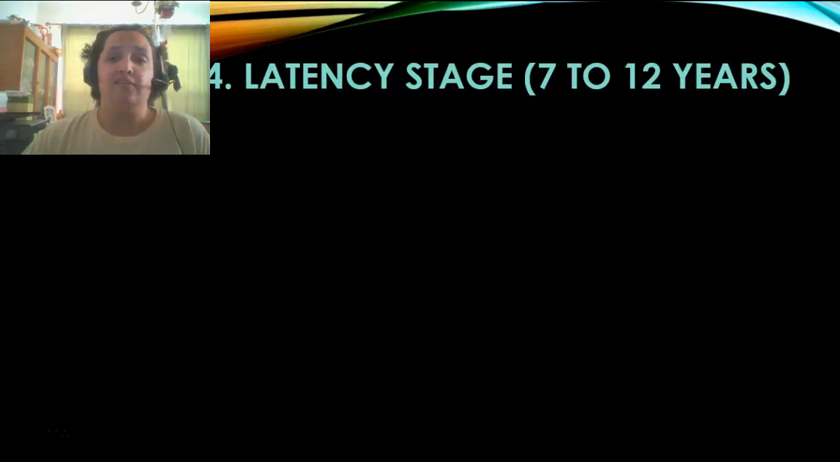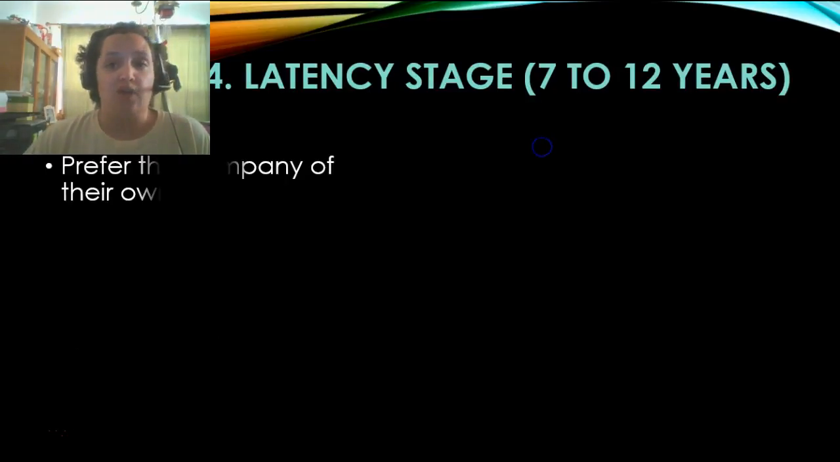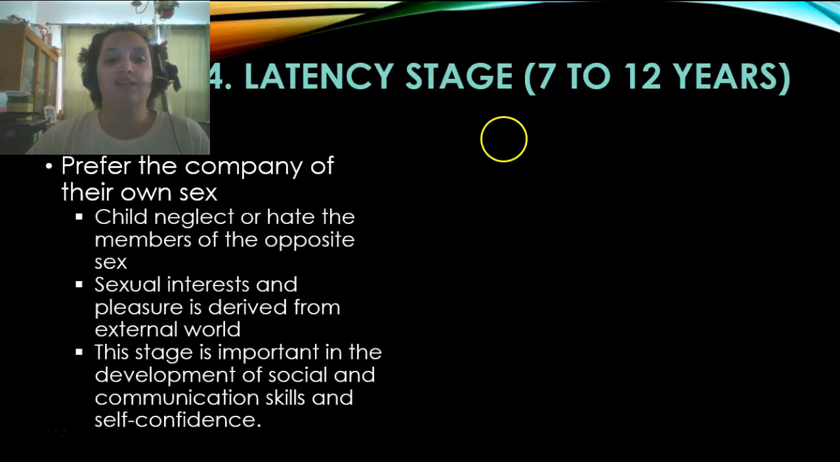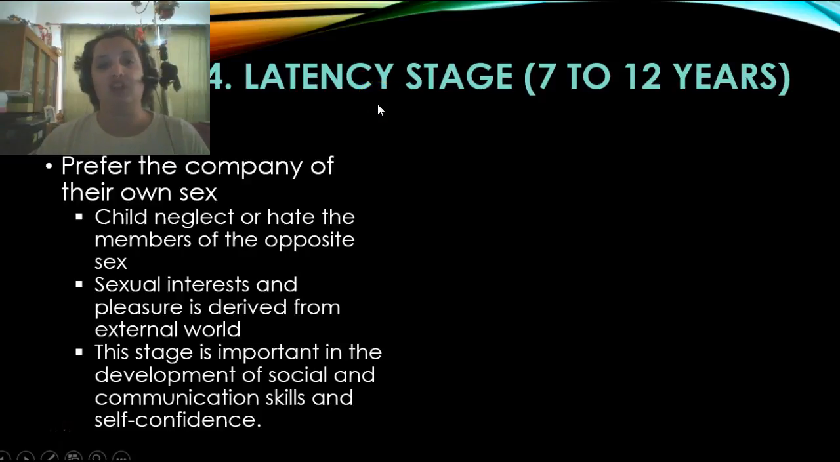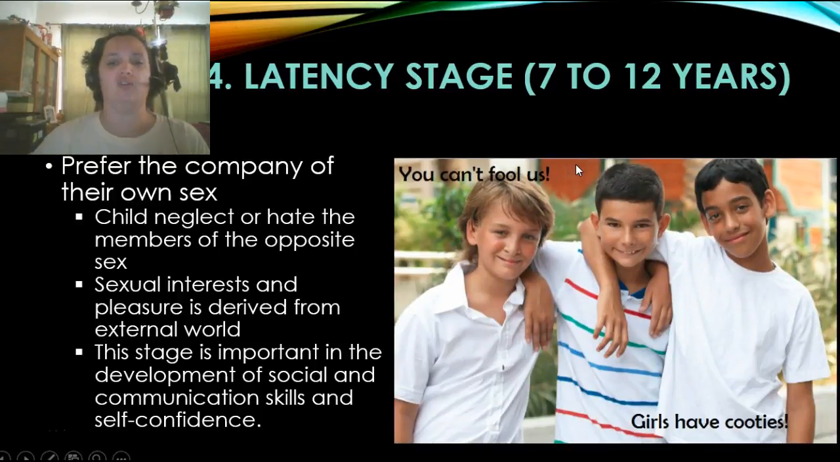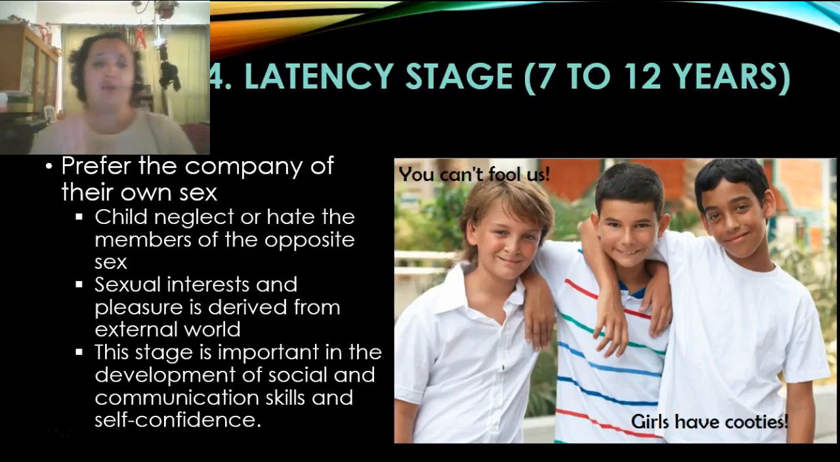The latency stage comes between ages 7 to 12, and it's when kids kind of prefer the company of their own gender. They kind of neglect members of the opposite sex. And you may have seen this, boys or girls think that the opposite sex has cooties. They don't want to play with each other, and maybe like a boy will run over and he'll be sweet to a girl, and other people kind of make fun of him because he's being nice to a girl, or vice versa.